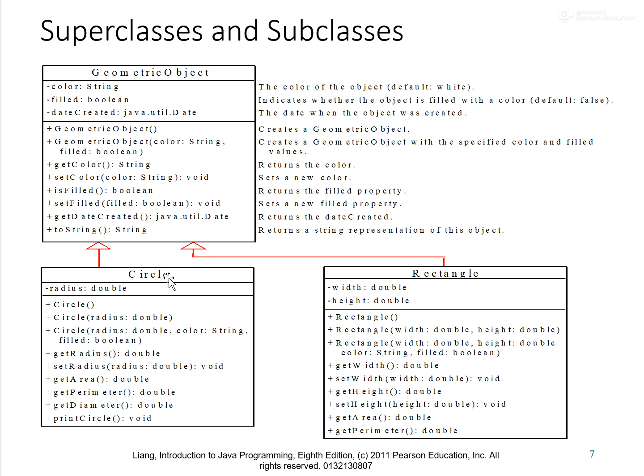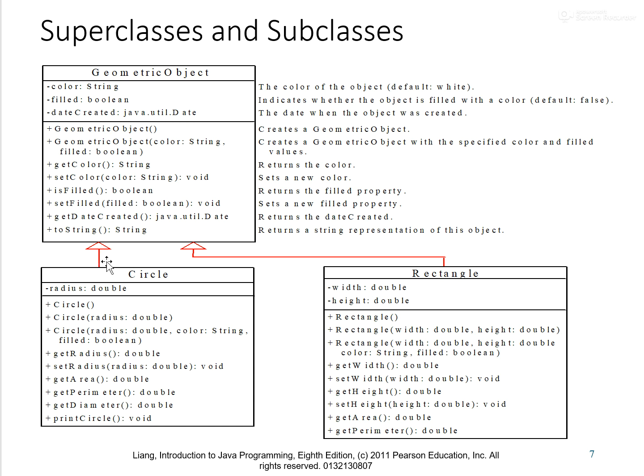Since the circle class has an is-a relationship with the geometric object class, it means that everything that you see up here, all the member variables, all the methods of the geometric object class, can also be called for a circle object, because a circle is a geometric object. We will code it that way. We'll program it that way.